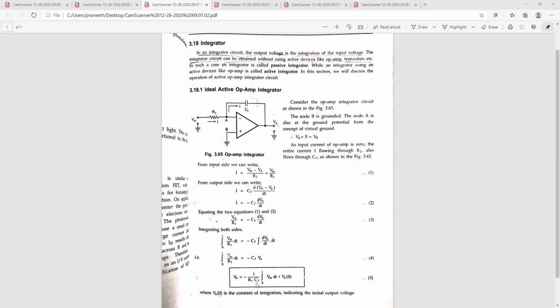Now this is very much clear. If this is considered to be the constant value, it is very much clear that the output voltage of this circuit is the integration of your input voltage. So this is justified that this circuit is acting as an integrator circuit, right? So this is the derivation for the ideal active integrator. Just go through this.